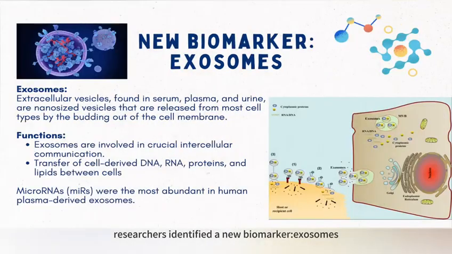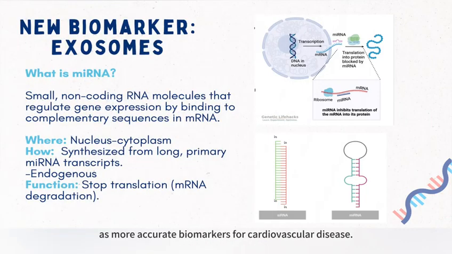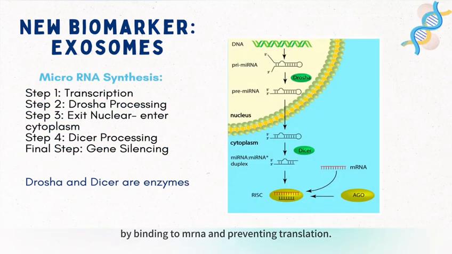Recently, researchers identified a new biomarker, exosomes. Exosomes are extracellular vesicles containing proteins, lipids, and RNA. They are released by many cell types and play a role in cell-to-cell communication. Because of this, exosomes may serve as more accurate biomarkers for cardiovascular disease. A key component carried by exosomes is microRNA. MicroRNAs are small, non-coding RNAs that regulate gene expression by binding to mRNA and preventing translation. Their synthesis involves several steps.